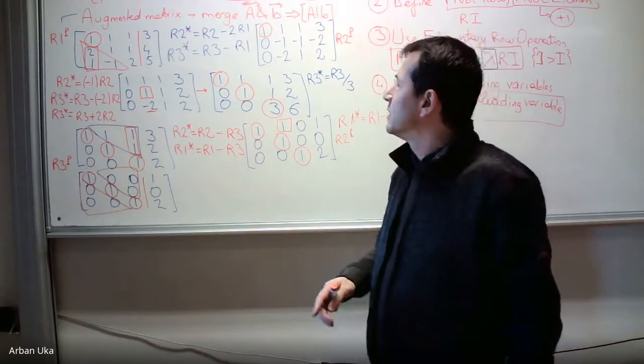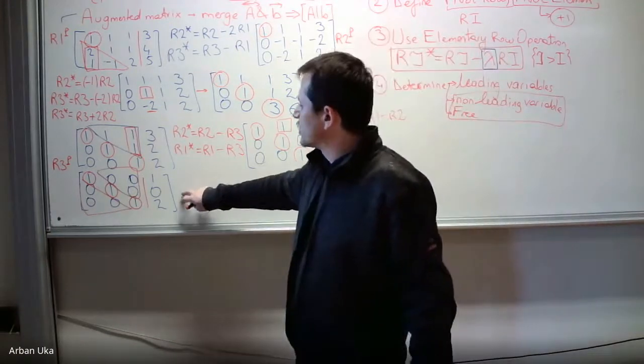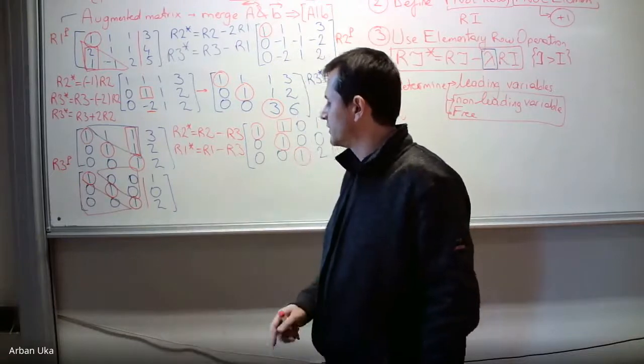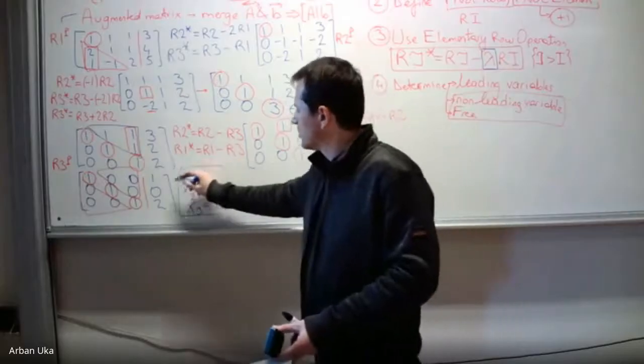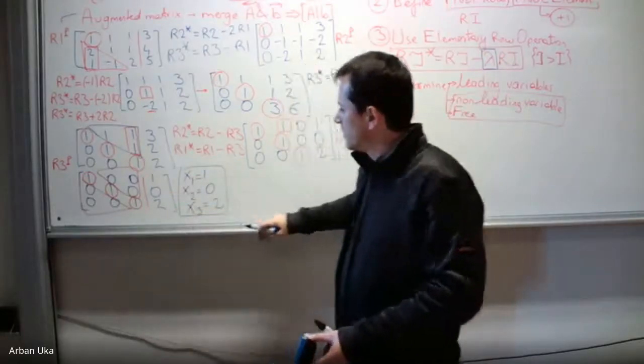But how can we read these equations here? Who can read the first equation for me? X1 is equal to 1. That's correct. So x1 is equal to 1. Then X2 is equal to 0. Yes. And X3 is equal to 2. Thank you. Okay. So these are the solutions.